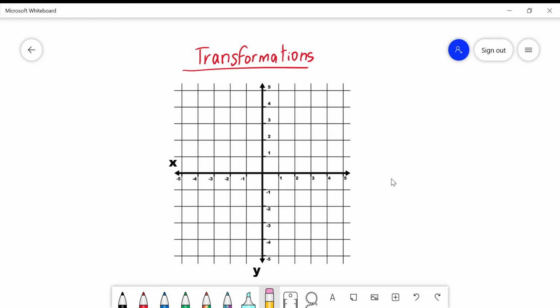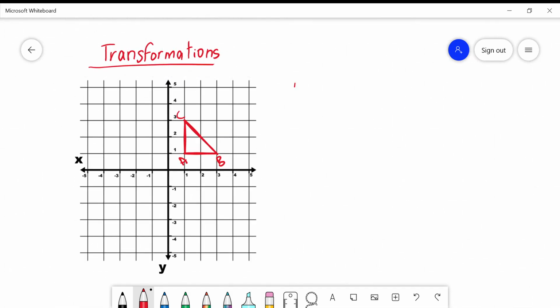In this video, we will practice how to rotate a shape 90 degrees clockwise and 90 degrees anti-clockwise. So let's look at the first scenario. The shape that I'll be using today is going to be a triangle with points A, B, and C. The first step is to write down the coordinates A, B, C.